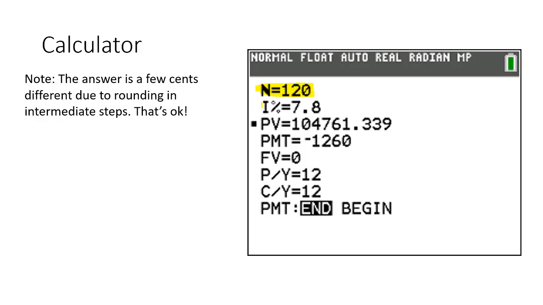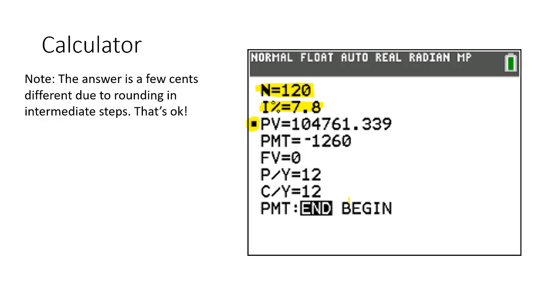I percent, that's the interest rate as a percent. Notice here we have the little square by PV. That means this is what we're going to solve for. So when you first do this, it doesn't matter what number is here. You can put a 0 there, or you can leave whatever value it already has. PMT is our payment. We're going to put a negative sign in front of it because it's what we're paying out of pocket each month. We're not interested in future value here, and we're making 12 payments a year.